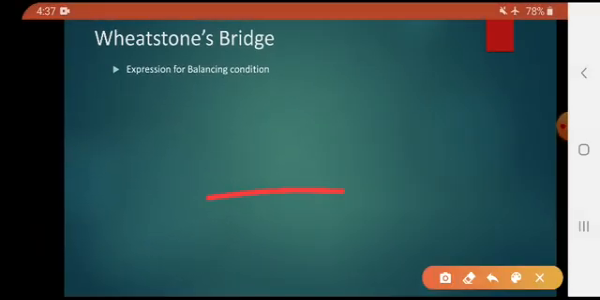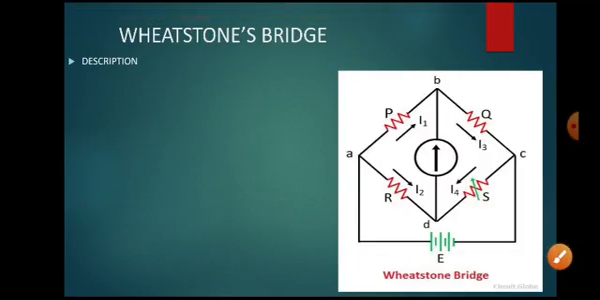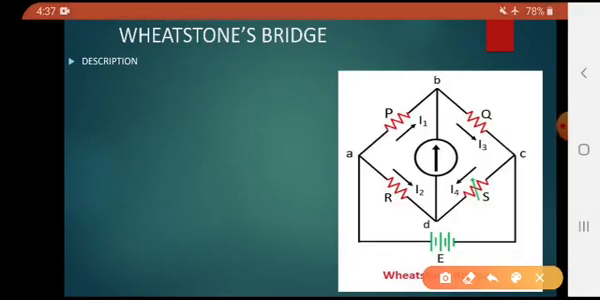See this, the current I2 and Ig reach the point D, and here I3 and I4 come to C and they reach the battery negative terminal, right? So apply Kirchhoff's law at junction A.